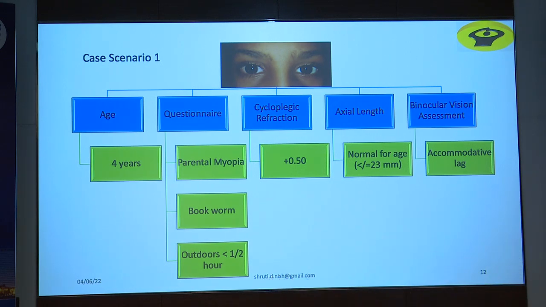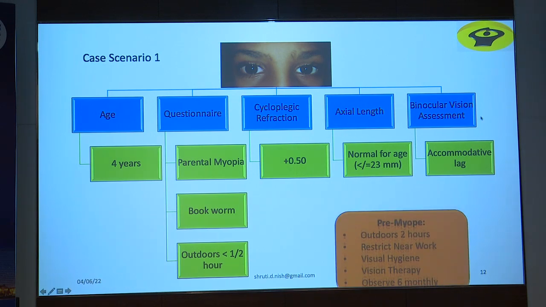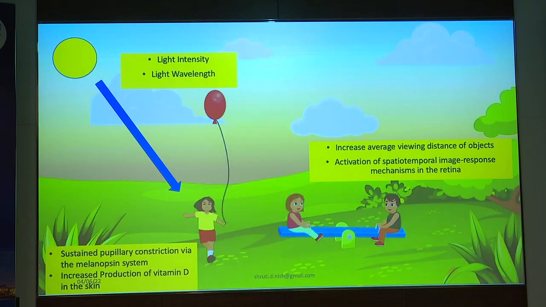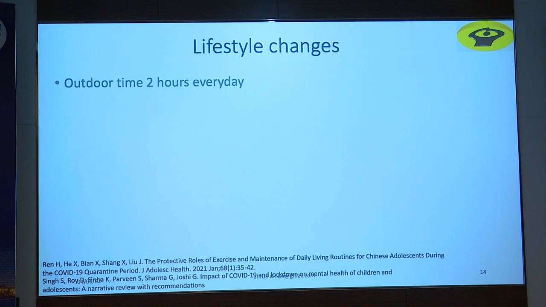We do the age questionnaire, we do cycloplegic refraction, axial length and BV assessment, and based on this you can see for this child, parental myopia, plus 0.5, pre-myope, right? This is a pre-myope, so just lifestyle activities should be done with vision therapy. Here you can see this is, I think, extensively discussed by Dr. Aditya, so I'm not going to go into that.